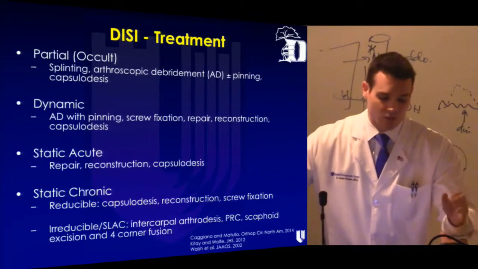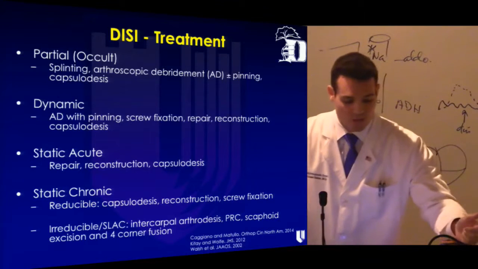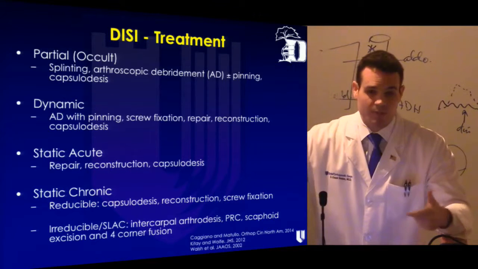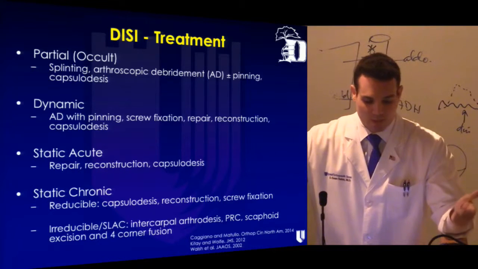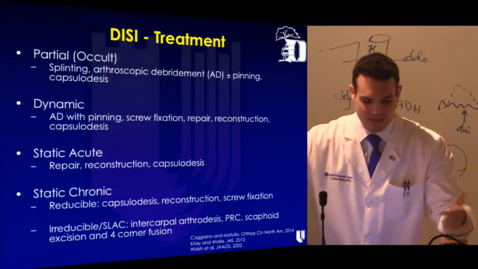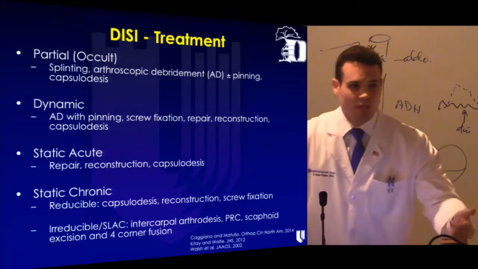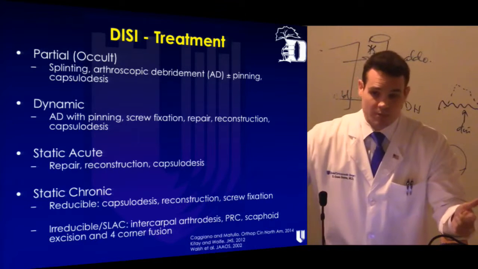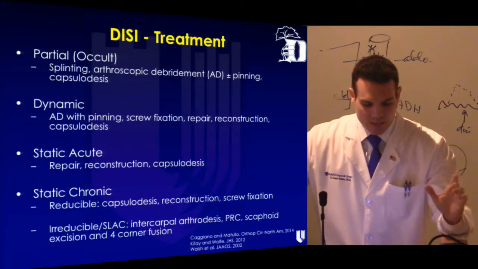So speaking of treatment, partial or occult injury can start with splinting. Some people will move to arthroscopic debridement because they can diagnose it that way and also perform the debridement and potentially a percutaneous pinning. And then capsulodesis is also an option. A couple options are the Blatt dorsal, and then the dorsal intercarpal ligament is often used sometimes.